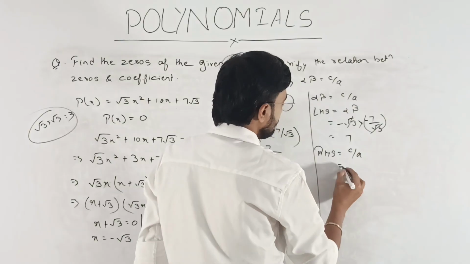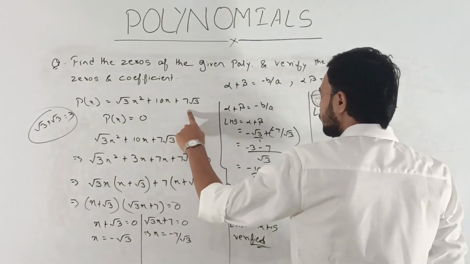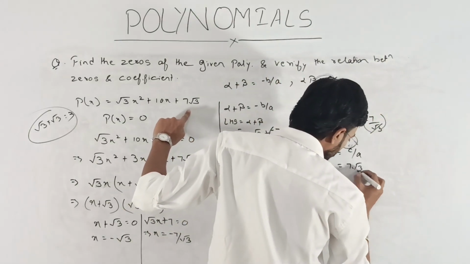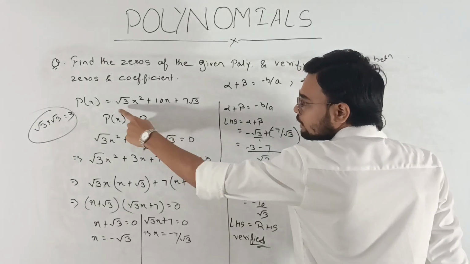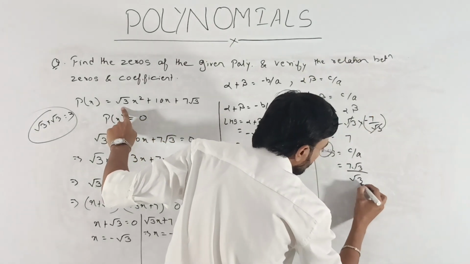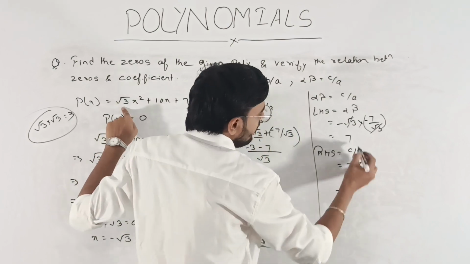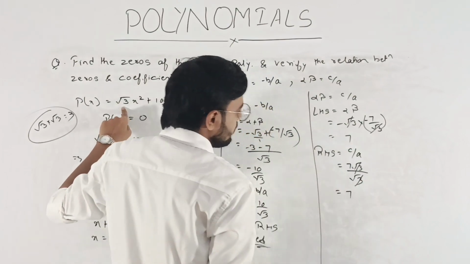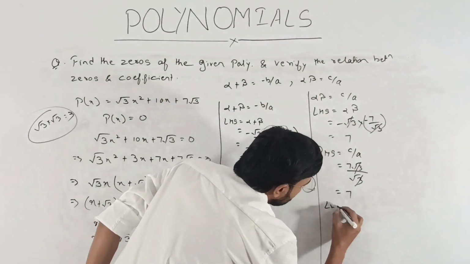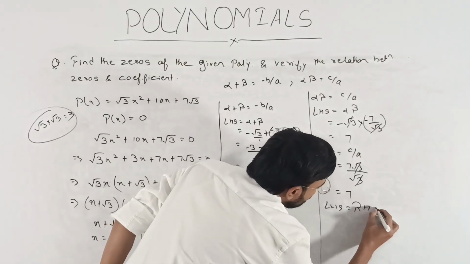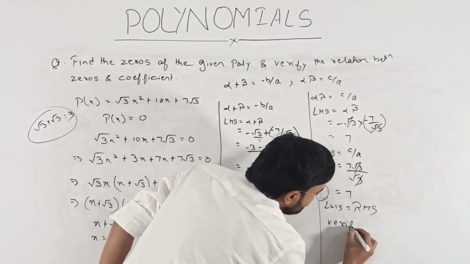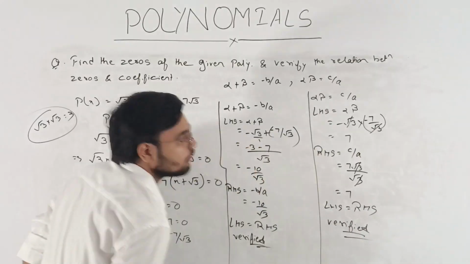Now for RHS, c upon a. C is the constant term, constant 7 root 3. A is the coefficient of x square, that is root 3. Okay. Now root 3 cancels. Then RHS is 7, LHS is 7, which means LHS is equal to RHS. Therefore, the relation is verified. Understood?